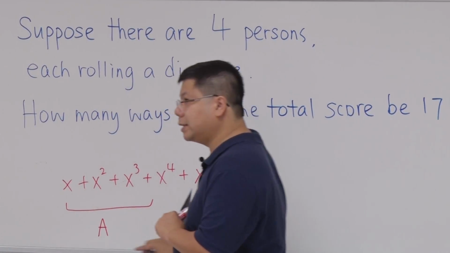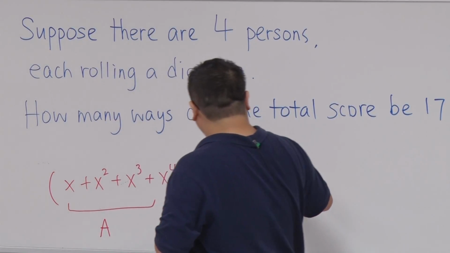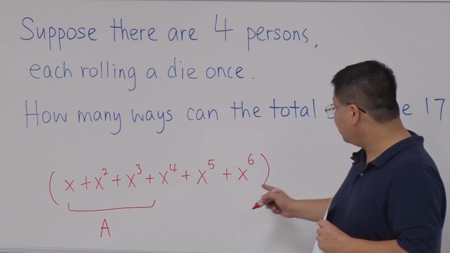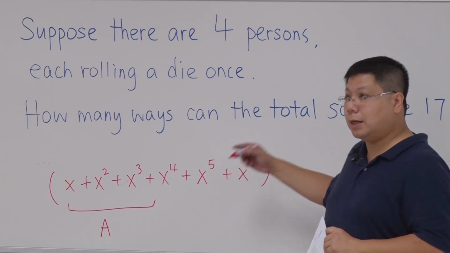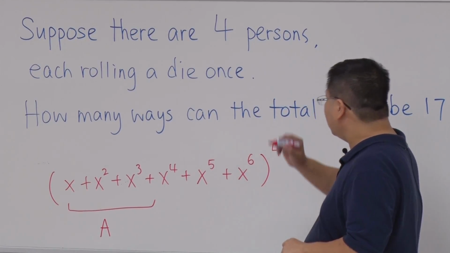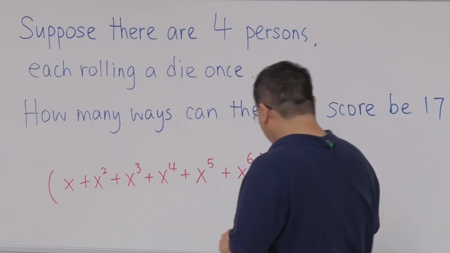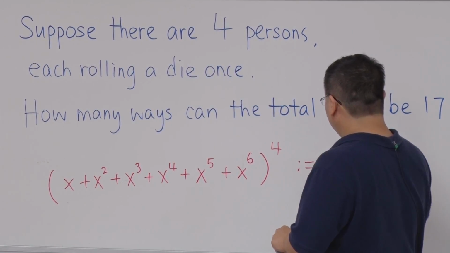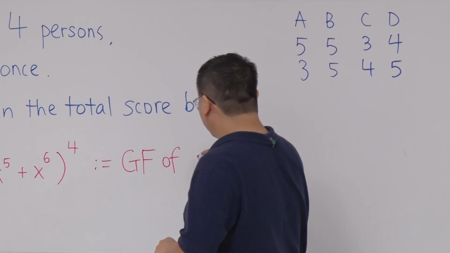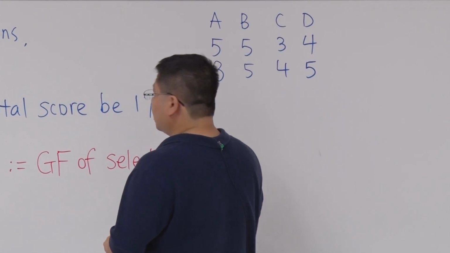So we ask A to select some point. Okay, so A selected. And then B is going to select the points using the same generating function. C the same, D the same. So this is the generating function. So this is what? So this is going to be the generating function of selecting the total score.